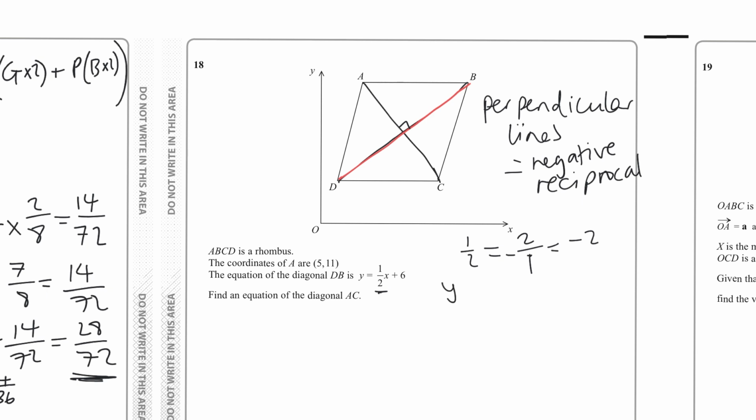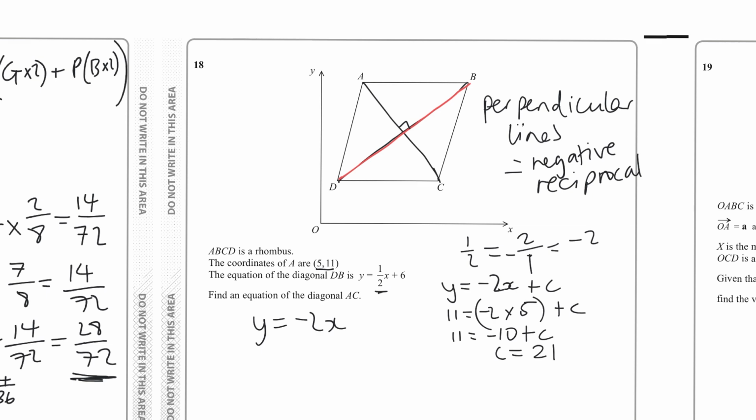It's going to be in the format y equals mx plus c, and we now know that m is -2. The only thing to make this equation complete is to work out what c is, the y-intercept. We can do that by substituting the coordinates of A, because A falls on the line AC. Our y value is 11 and our x value is 5. So 11 is equal to -2 times 5, which is -10, plus c. Therefore c is equal to 21. So our final answer is y equals -2x plus 21. And that is literally it.